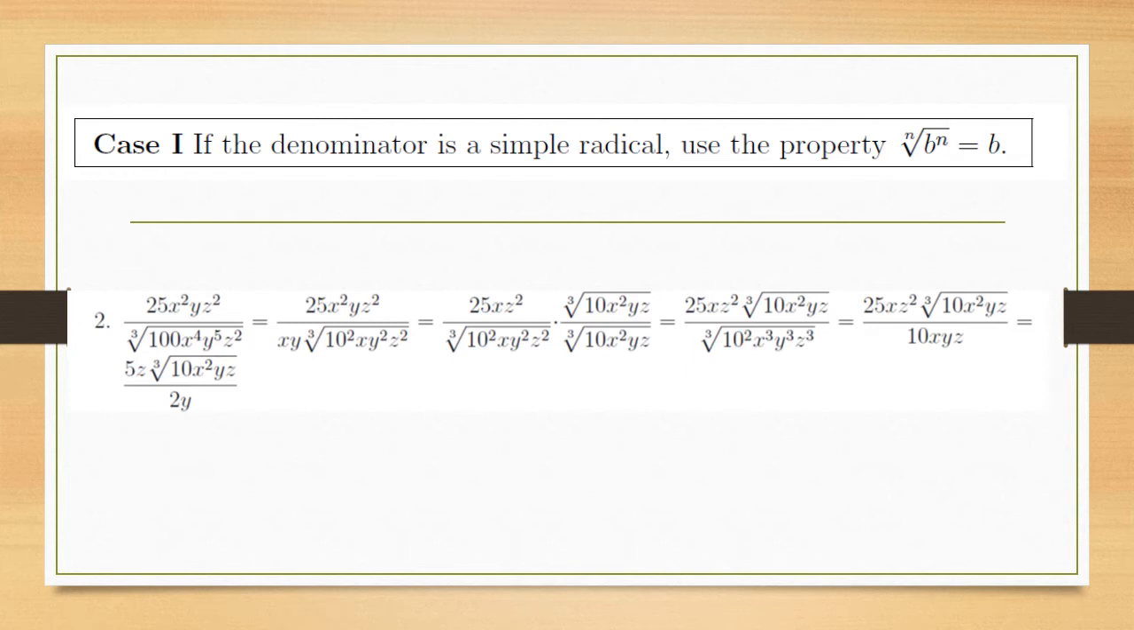So after that, the cube root of all terms with a cube, you can actually eliminate the radical, leaving 10xyz, and simplify this with the terms on top. 25 is 5 times 5, 10 is 5 times 2, and you can also cancel x. The result would be this.